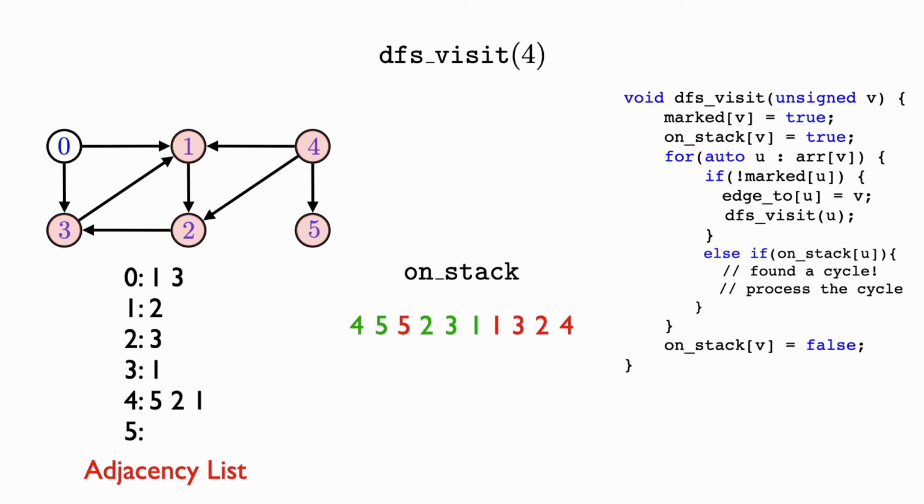But now look at the green and red numbers indicating when the call to DFS visit on a vertex starts and ends. This sequence has a very interesting property, which we might say is well parenthesized. So if we put an opening parenthesis at each green number and a closing parenthesis at each red number, then the parentheses are properly nested. So this kind of property is going to play a key role in why back edges imply the existence of cycles.